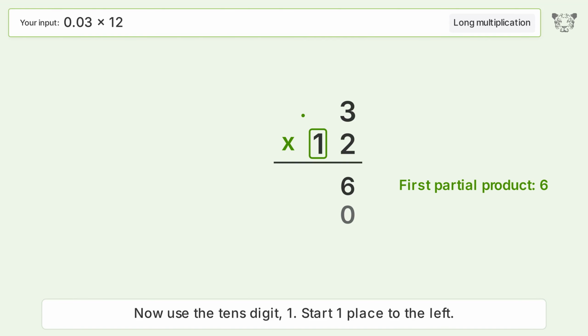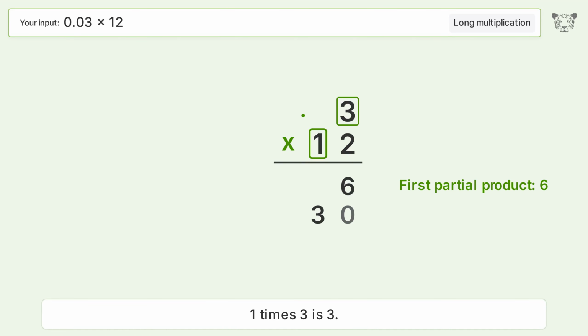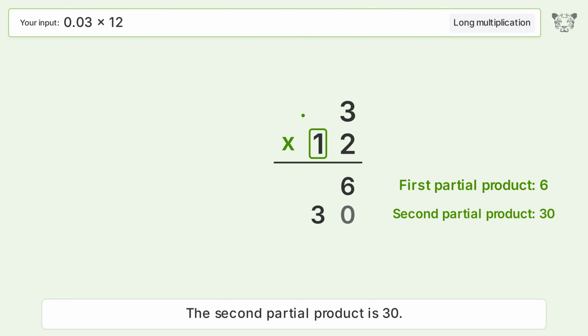Now use the tens digit, 1. Start one place to the left. 1 times 3 is 3. The second partial product is 30.